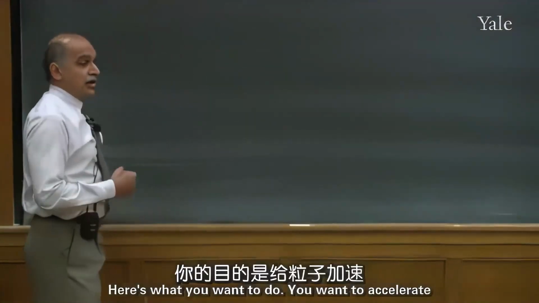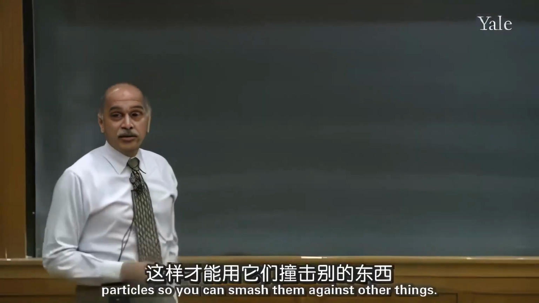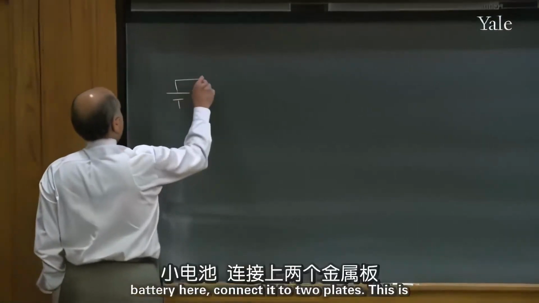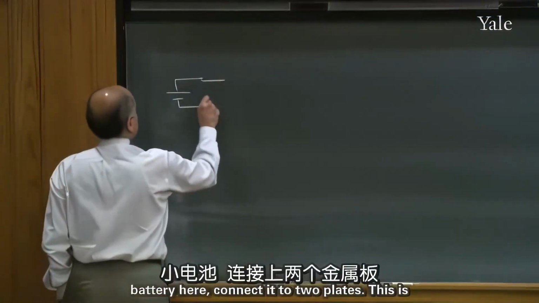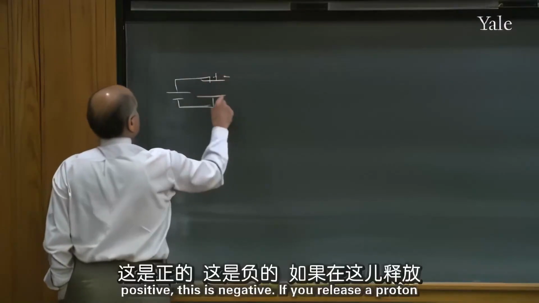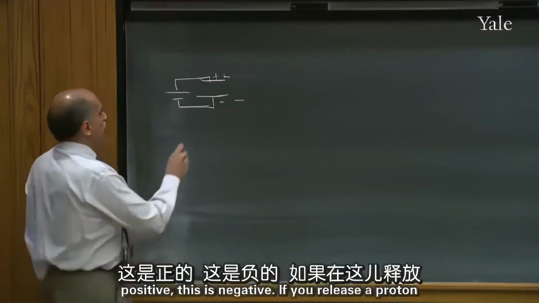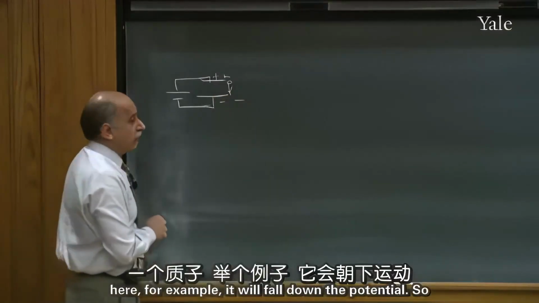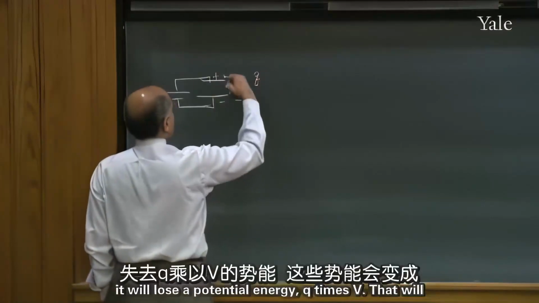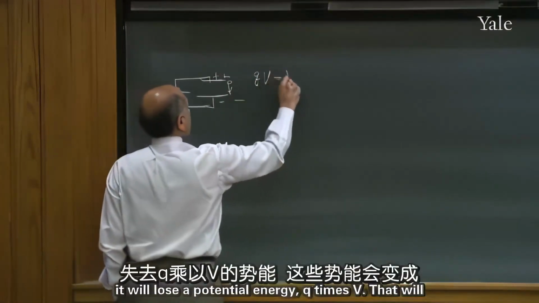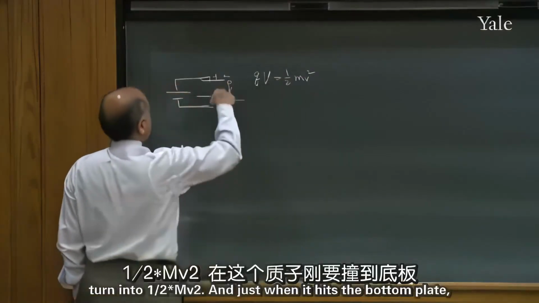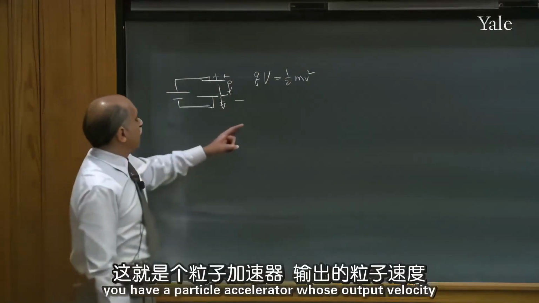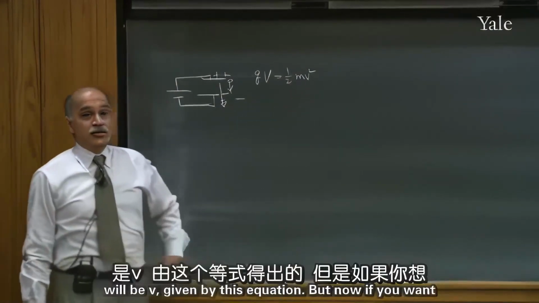Here's what you want to do. You want to accelerate particles so you can smash them against other things. So one thing you can do is you can take a little battery here, connect it to two plates. This is positive, this is negative. If you release a proton here, for example, it will fall down the potential. So it will lose a potential energy qV. That will turn into 1/2 mv squared. And just when it hits the bottom plate, if you have a hole there, it will go through the hole, and you have a particle accelerator whose output velocity will be v given by this equation.